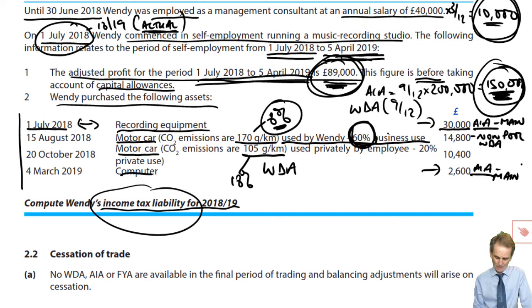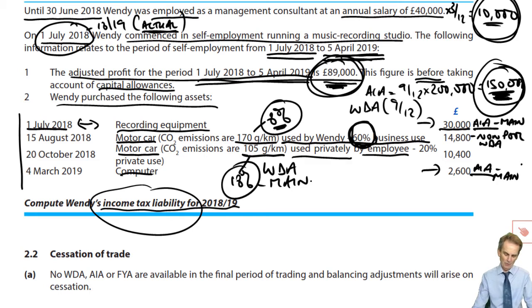The second car purchased, not a problem about this private use because it's by an employee, so we don't care what that is. That is not a non-pool asset. That, of course, is a pool asset. Which pool, as we've already determined with 18%, that's going to be main pool expenditure. Okay, so to repeat in terms of those capital allowances, do we have expenditure available for AIA? Yes, we do. We list that. We claim what will be a full AIA of 30,000 plus 2,600, 32,600.